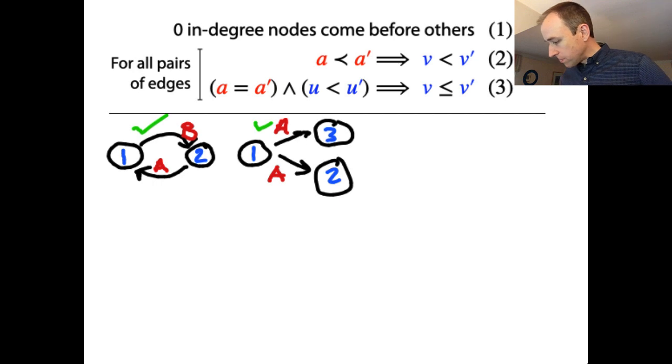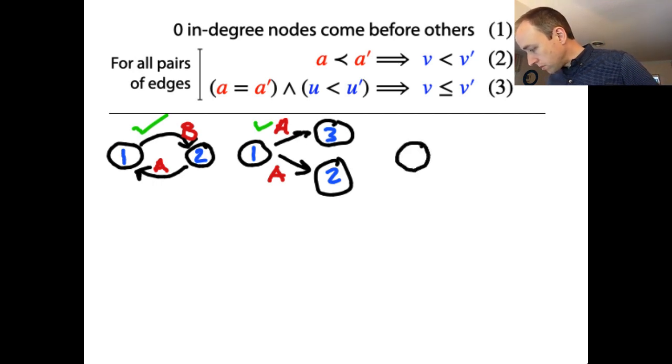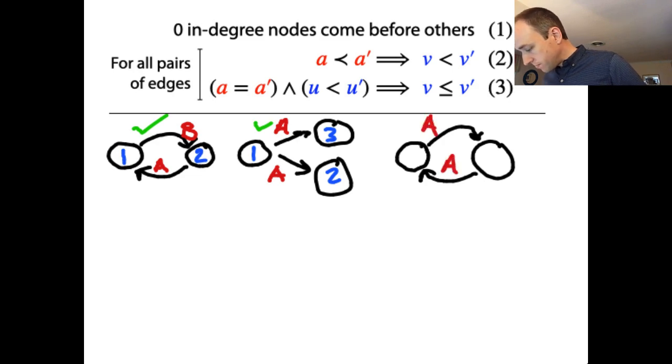Okay, let's try another one. All right, this is going to be kind of like the first example. This time, I'm going to give the two edges the same label. A and A. Okay, rule 1, not relevant. There's no 0 in degree nodes here. Rule 2, not relevant. There's no pairs of edges where they have different labels, so not relevant.